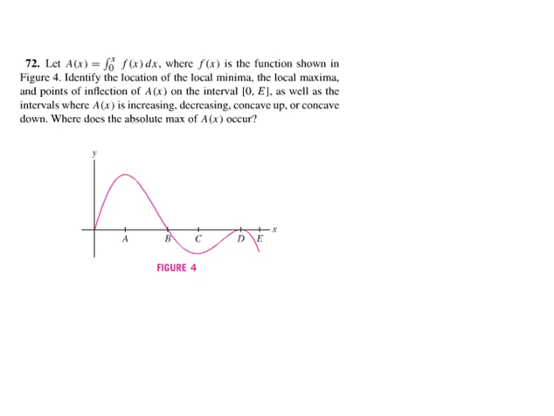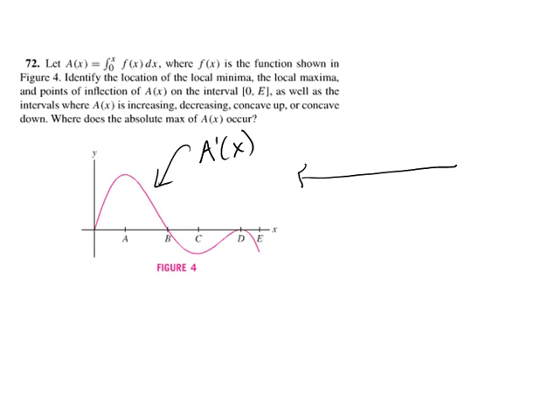Okay, on 72, we're saying let A of x equal the integral from 0 to x of f of x dx. Remember, that's that area function that we're looking at, where f of x is the function shown below. So what are we looking at? We are looking at A prime of x, all right? So we can immediately determine the local min and max and points of inflection of the original function A of x, as well as where it's increasing, decreasing, concave up or concave down. And then also the absolute max of A of x. Sure, we can do all of that.